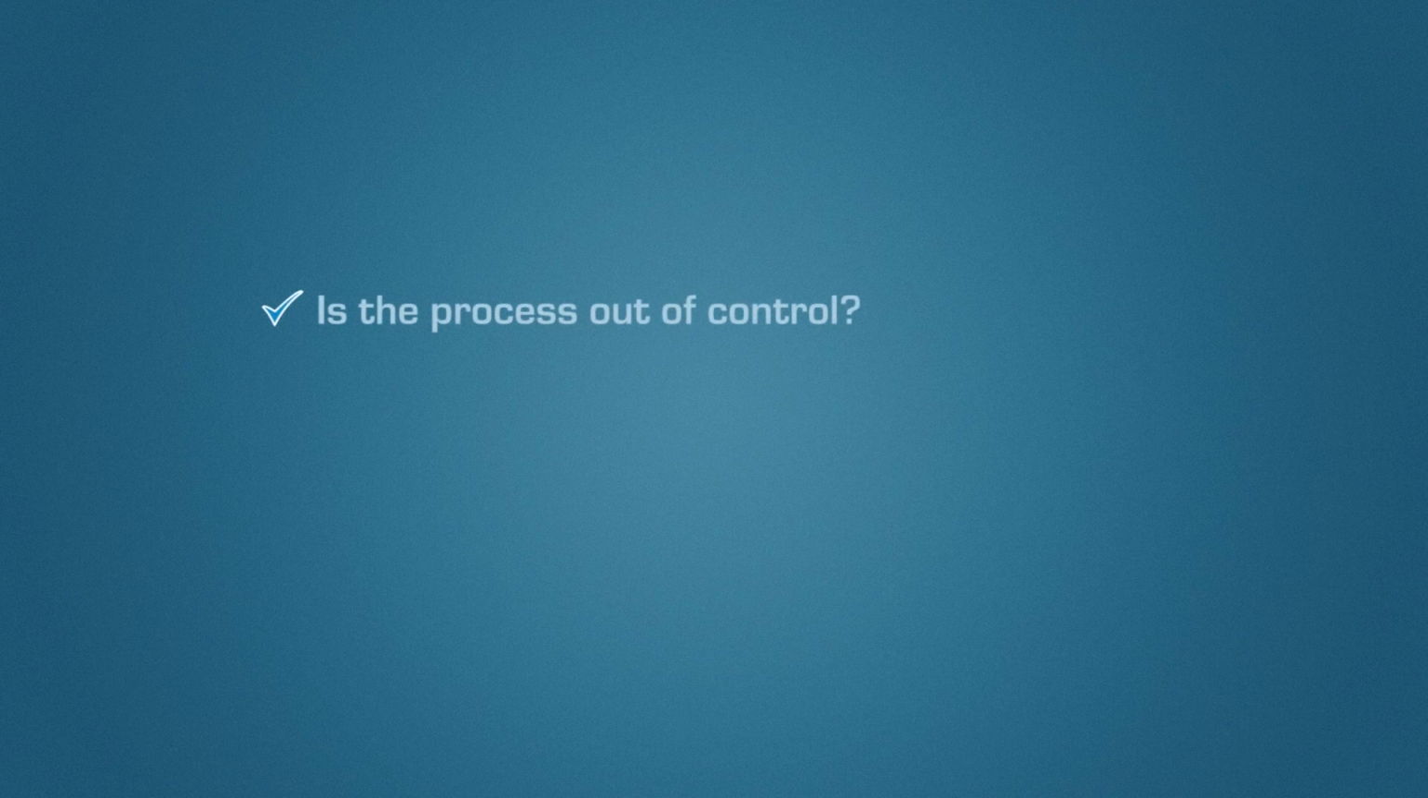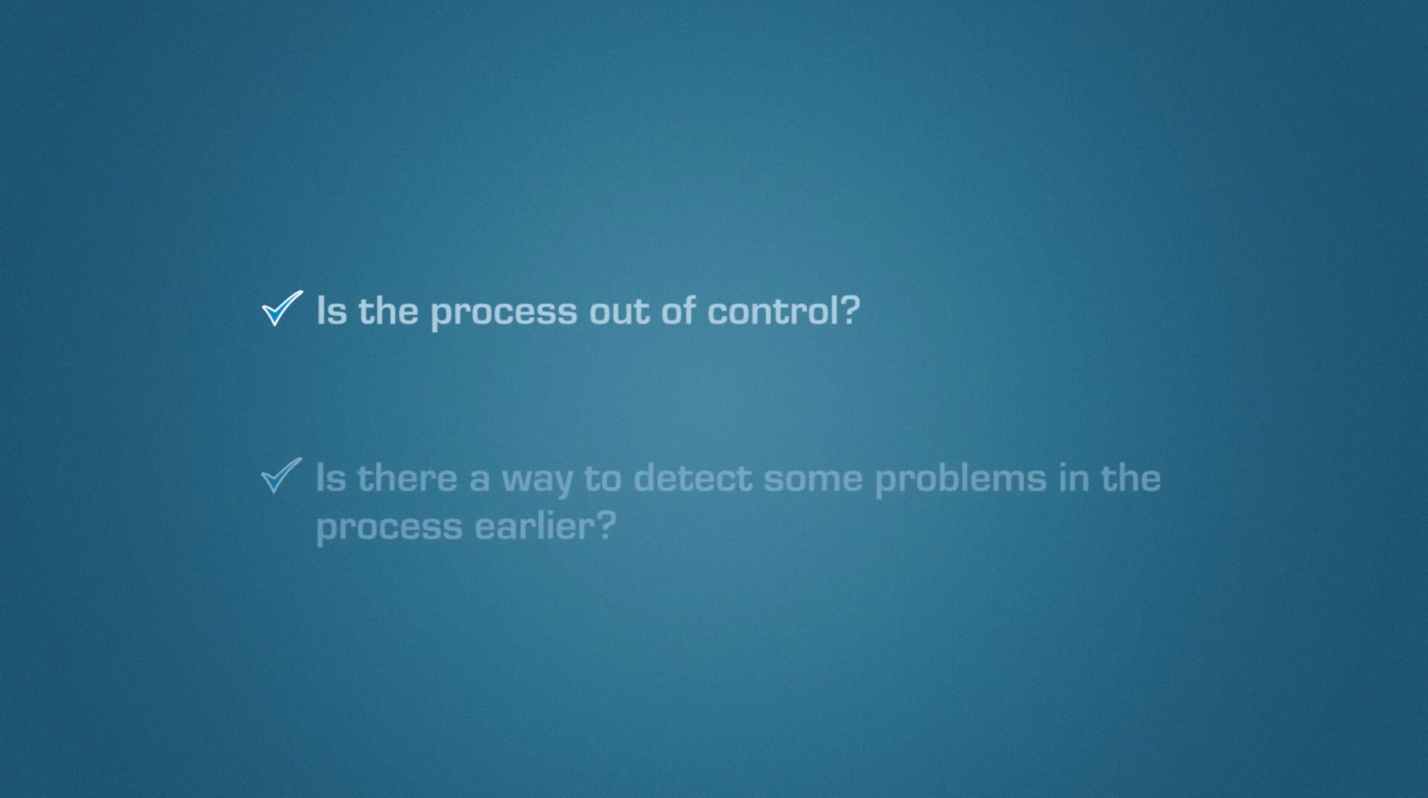There are two questions that come to our mind when it's all about using the control charts. First, is the process out of control? What are we supposed to do in that case? The second question: is there a way we can detect an impending out of control situation much earlier? So let us analyze these two questions one by one.